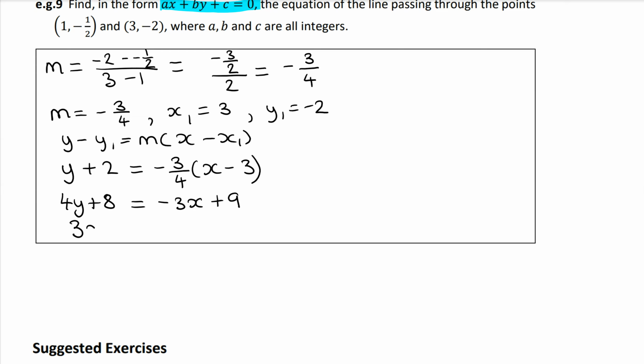So I'm going to add 3x to both sides. I'm going to take 9 away from both sides. And then I've got my final answer.